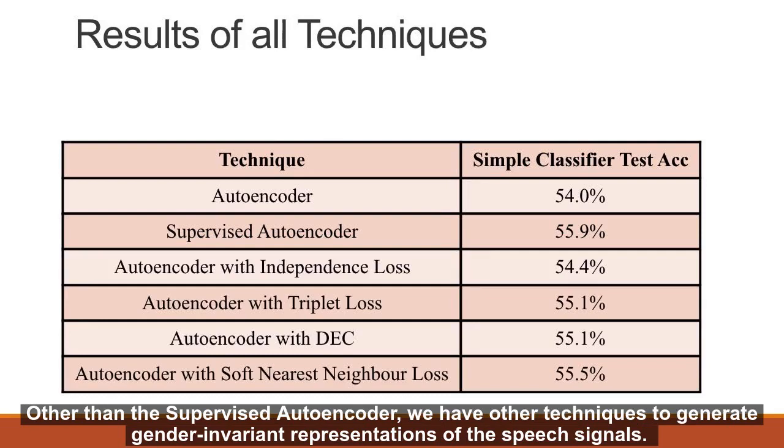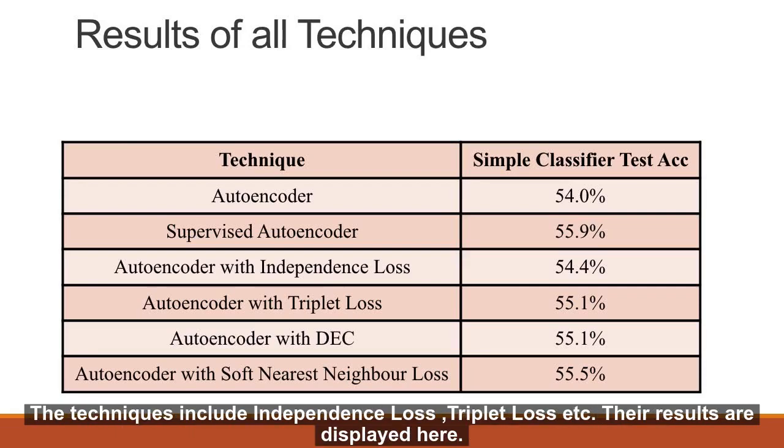Other than the Supervised autoencoder, we have other techniques to generate gender invariant representations of the speech signals. The techniques include independent loss, triplet loss, etc. Their results are displayed here.